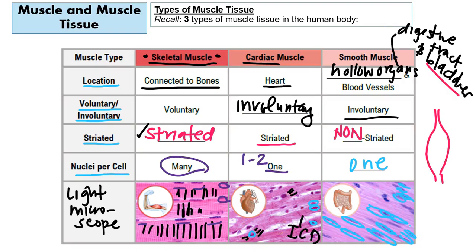All right, folks, so this is going to be our introduction to muscle and muscle tissue. Next, we're going to talk about the structure of skeletal muscle, both gross anatomy and a little bit of the microscopic anatomy. And then by the end of the entire lecture, it's going to be all focused on microscopic anatomy.